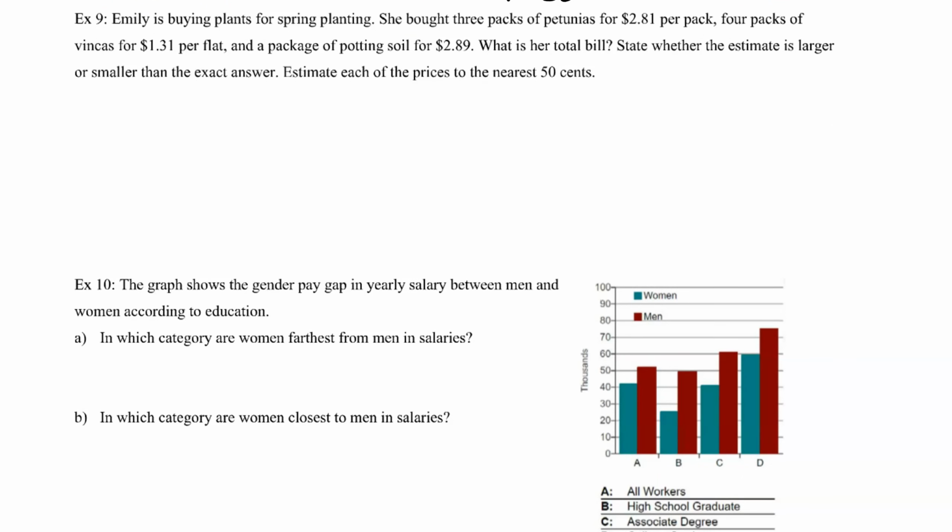Example 9. Emily is buying plants for spring planting. She bought 3 packs of petunias for $2.81 per pack, 4 packs of Vincas for $1.31 per flat, and a package of potting soil for $2.89. What is her total bill?